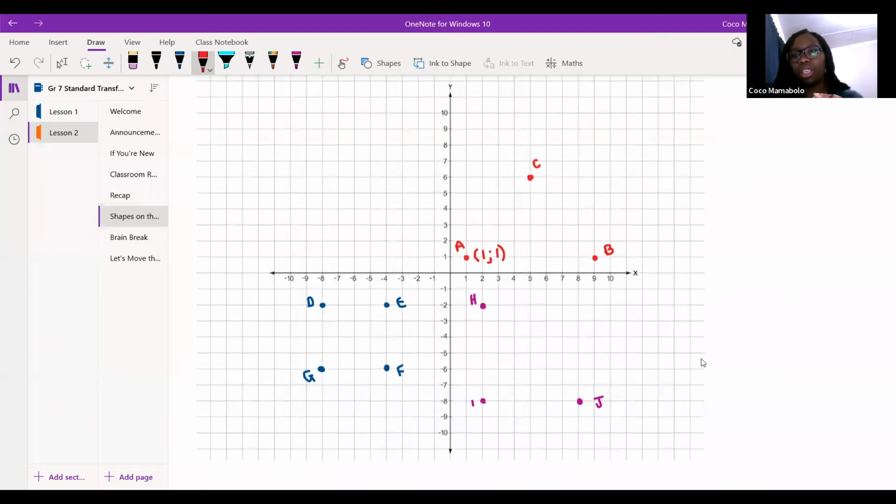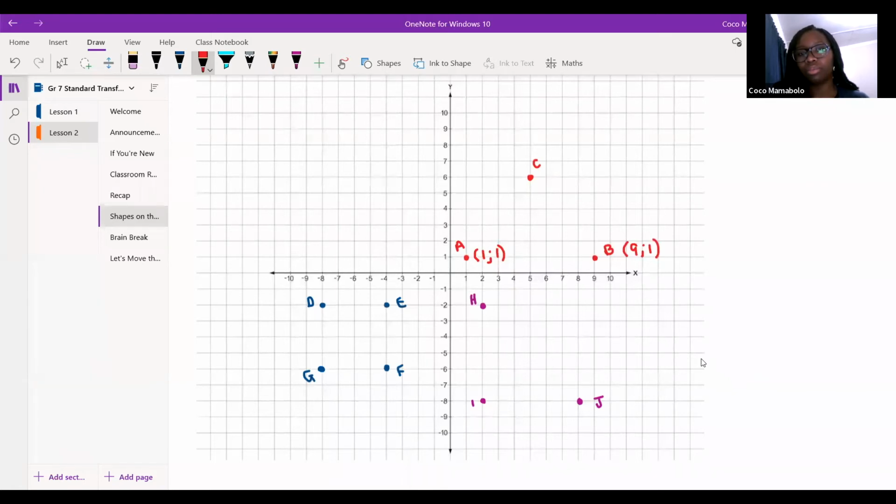Okay, now give me the coordinates for B, please. What's the x value for B? The x value for B, miss, is 9. Good, it's 9. And the y value? It's going to be equal to 1, miss. Excellent, well done. Let's do the same for C, Roland.